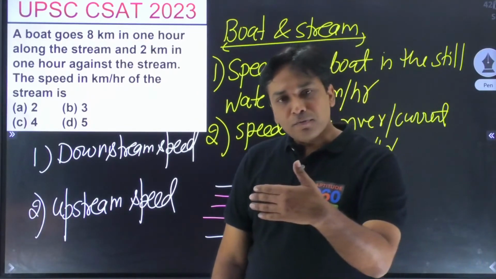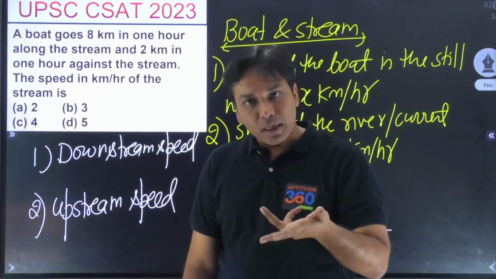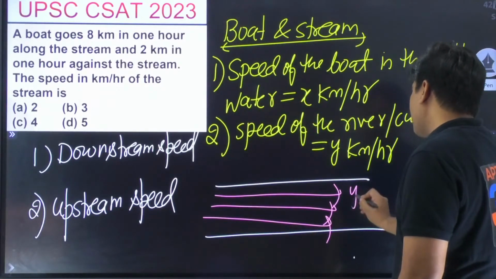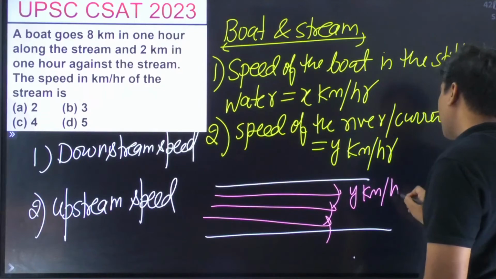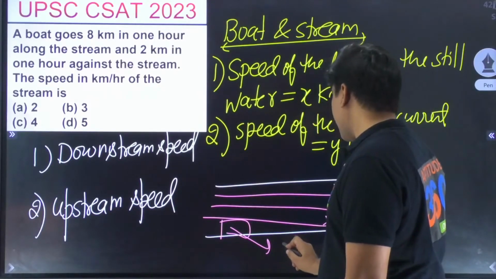So if river flows into a certain direction, isn't it? And river has its own speed. Let us assume, and that is what we have done. Say this is y kilometers per hour. And what is the speed of the boat? मान लो कोई boat है यहाँ पे, and this speed is x kilometers per hour.